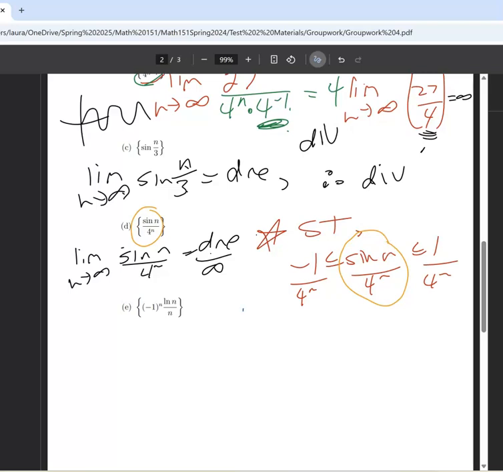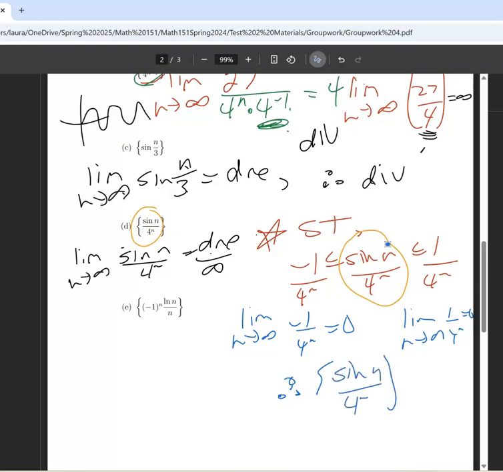So then I just go work the limits. And as n goes to infinity, -1 over 4 to the n, that's 0. Limit as n goes to infinity, 1 over 4 to the n, that's 0. So therefore, I can conclude that the one in the middle converges to 0 also.